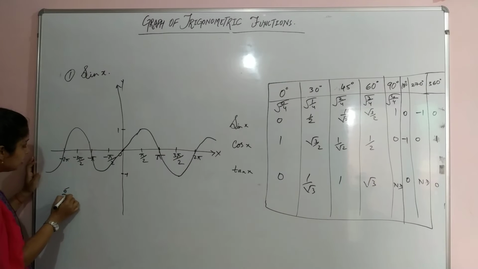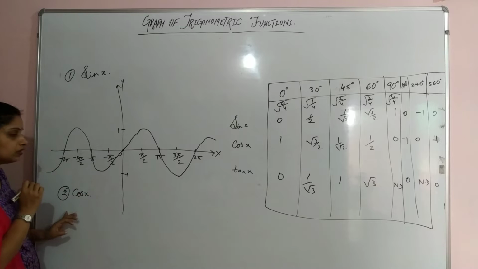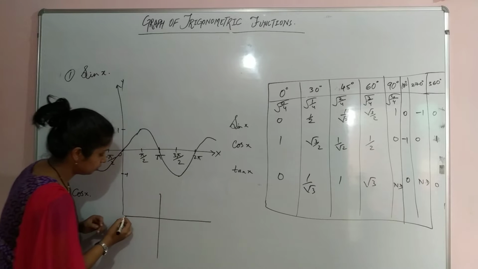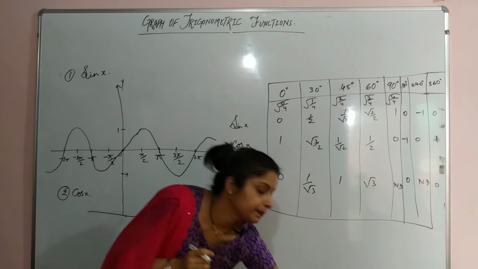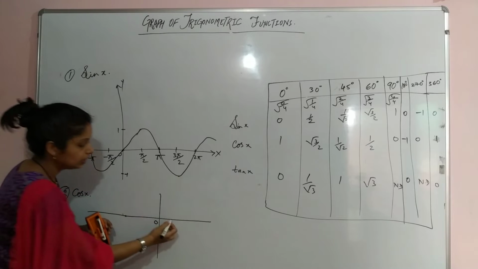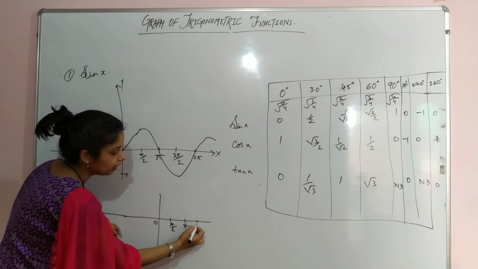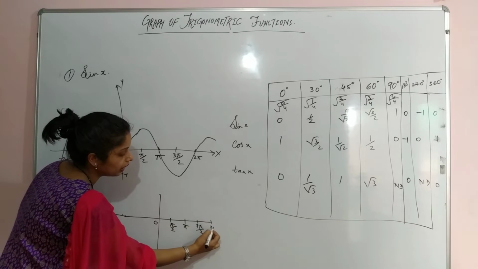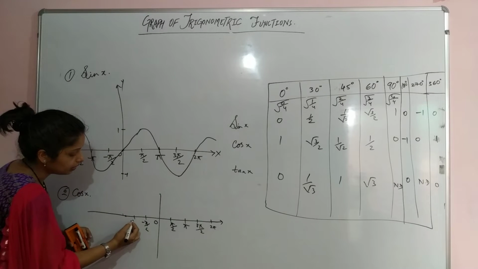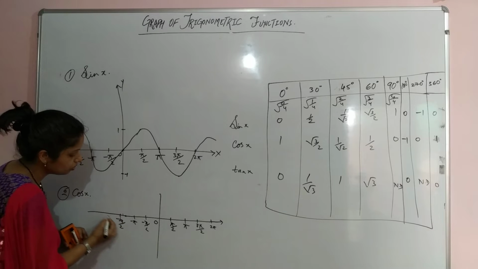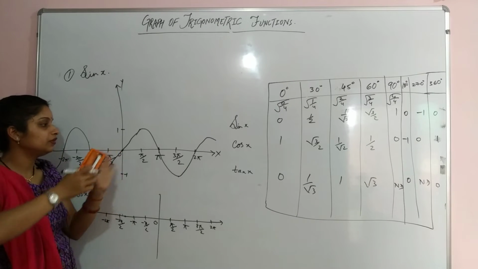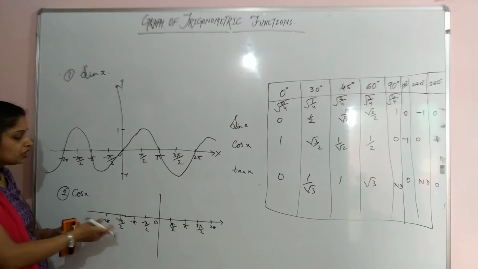Next, second is cos x. This is also similar to this, the only difference is, let me take the values of angle, that is 0 degree, pi by 2, pi, 3 pi by 2 and 2 pi. Only this much you have to take. Then minus pi by 2, minus pi, minus 3 pi by 2 and minus 2 pi. Because after 2 pi, the period will repeat again and the values will be the same.